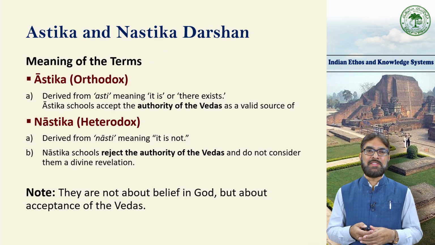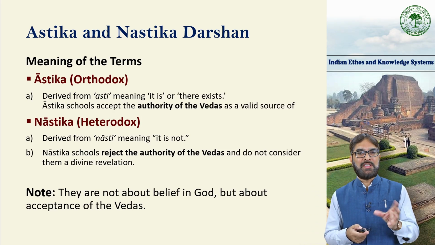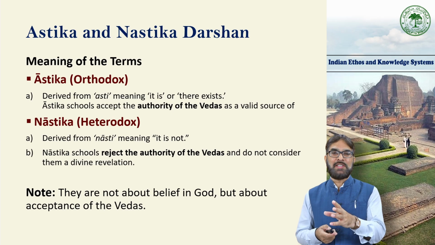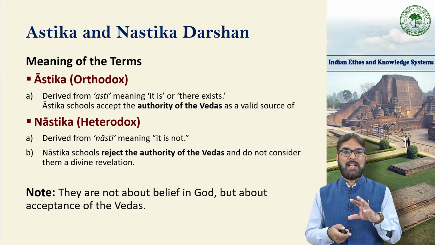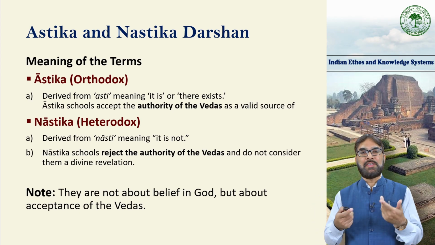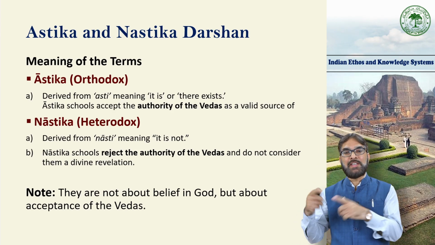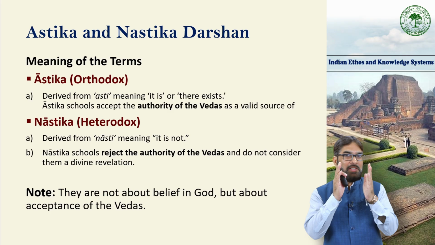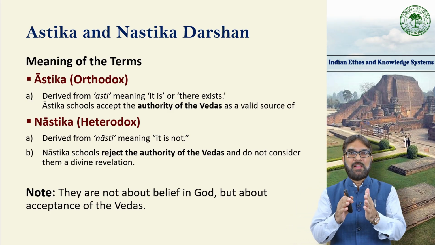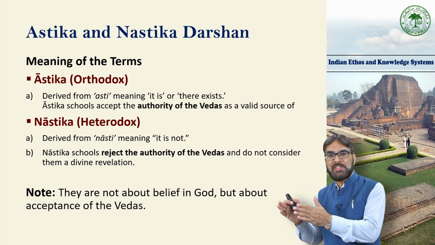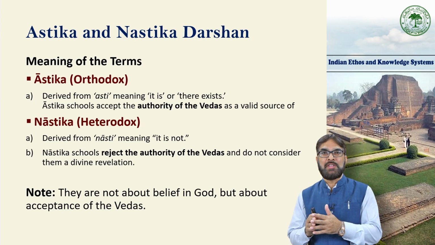So what is Astika and Nastika darshan in Indian context? Astika means orthodox, derived from Asti, meaning it is, there exists. An Astika school accepts the authority of the Vedas as a valid source, and Nastika darshan, the heterodox schools, derived from Nasti, that is it is not. Nastika schools reject the authority of the Vedas. So only in the Indian context, in Darshanic and philosophical concepts, we take the meaning in this sense: Astik means the authority of the Vedas is accepted, and Nastik means rejecting the authority of the Vedas.